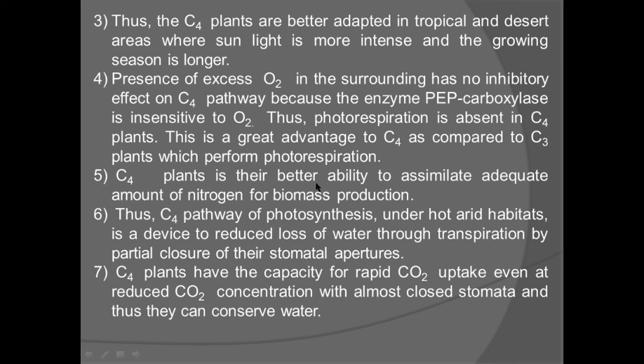Another advantage of C4 plants is their better ability to assimilate an adequate amount of nitrogen for biomass production. Thus, the C4 pathway of photosynthesis under hot arid habitats is a device to reduce loss of water through transpiration by partial closure of their stomatal apertures. C4 plants have the capacity for rapid carbon dioxide uptake even at reduced carbon dioxide concentration with almost closed stomata, and thus they can conserve water.